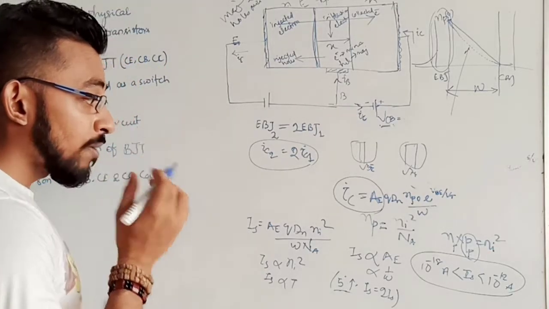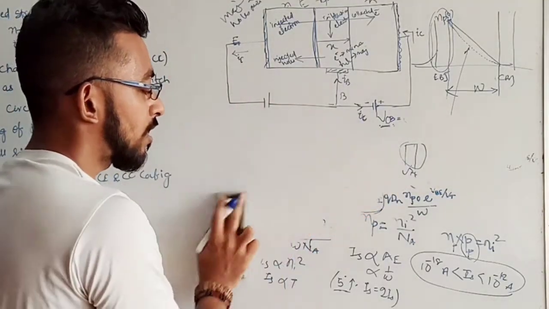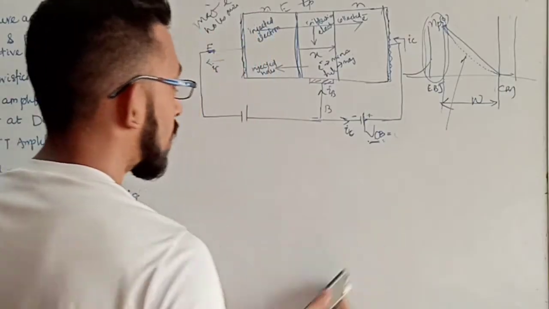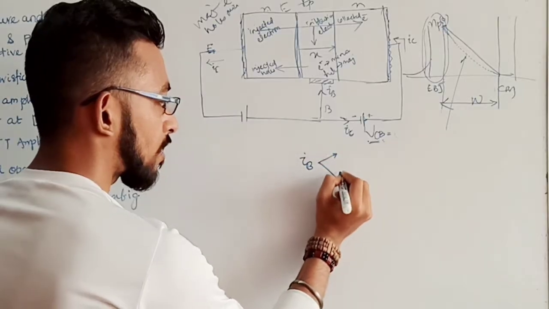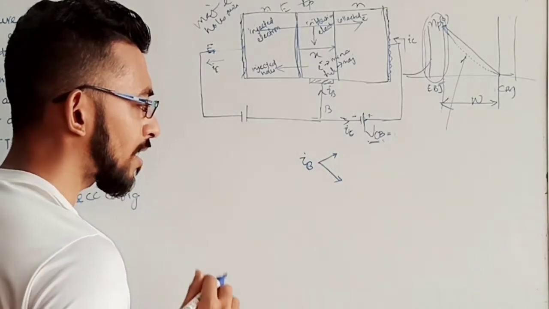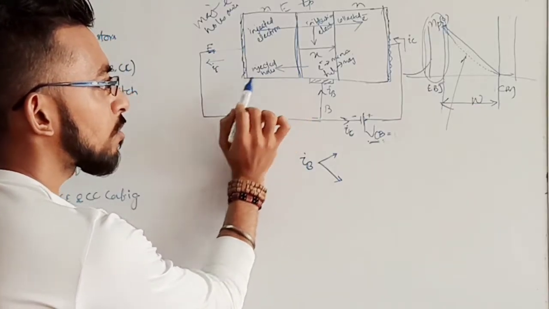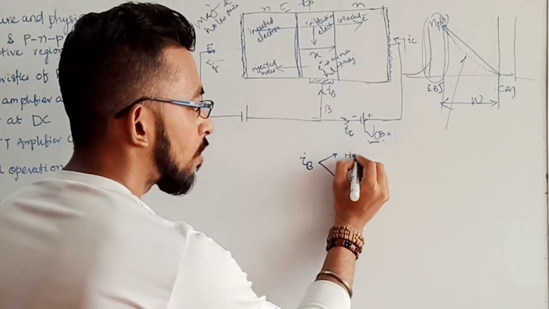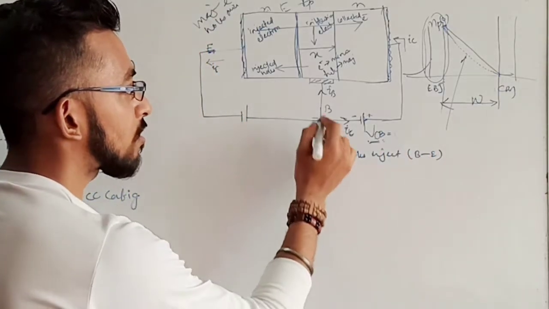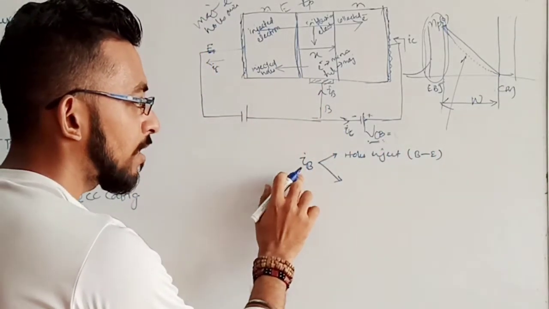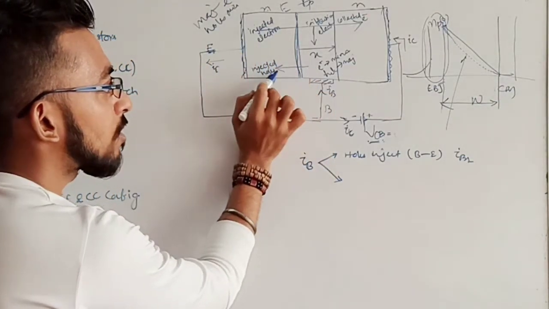Okay, so now this is all about our collector current. Now we see our base current, how base current flows and what are the components. Our base current, this IB, occurs because of two components. What are those? In the first video I told there are some holes that are injected from the base region to the emitter region. Because of that hole injection from base to emitter, this will give me a current IB1, because holes are injected from here to here.